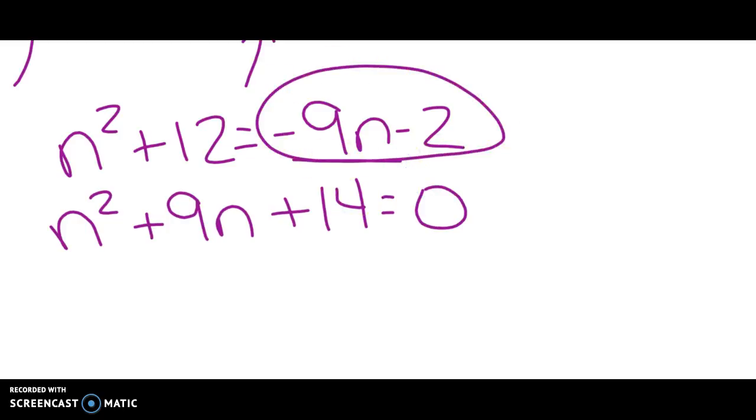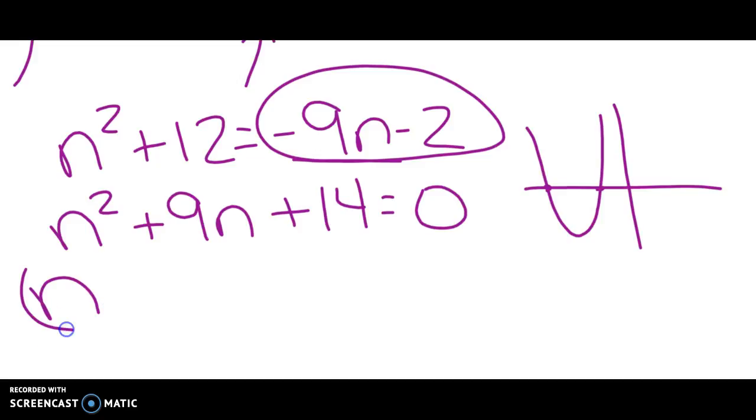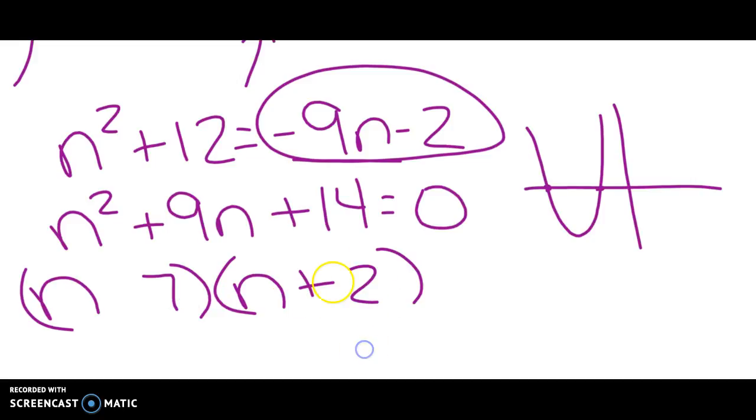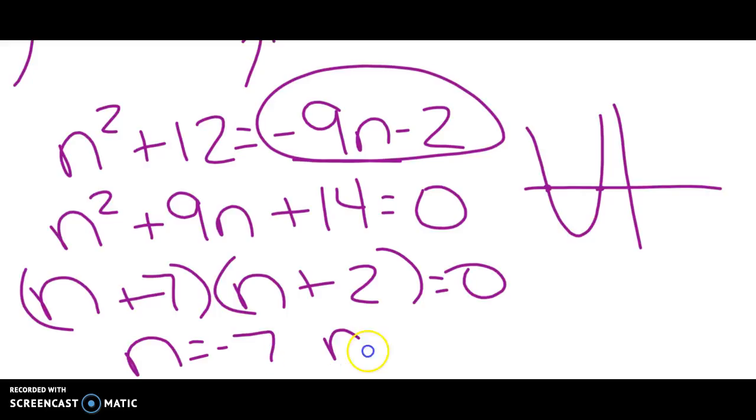At this point, you can either graph it and look to see where they cross, or you can factor it. If you graph it, you're going to look for these points right here. I'm going to factor. Factors of 14 that add up to 9 are 7 and 2. And we end up with n equals -7 and n equals -2. One of these might not work. It might be extraneous, but for right now, we're good to go.